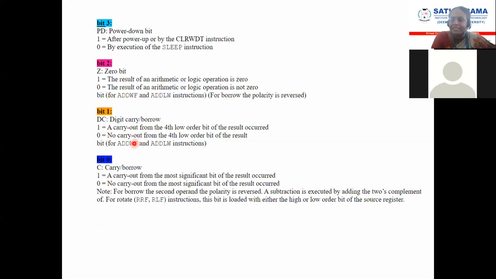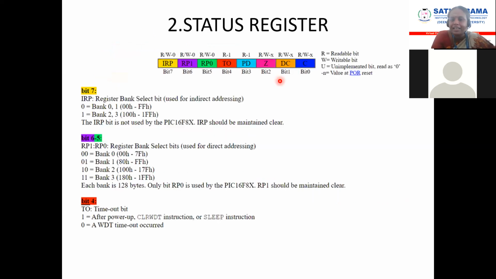Okay, the next one is digit carry. I told you it's nothing but the auxiliary carry. Don't get confused. So if I am doing my BCD addition, my lower nibble, that is 4 bits, if a carry is generated from the third bit to the fourth bit, the digit carry flag will set. Then the zero bit: if the working register or accumulator value is 0, the zero flag will set, otherwise the zero flag will reset. So these are the three flags.